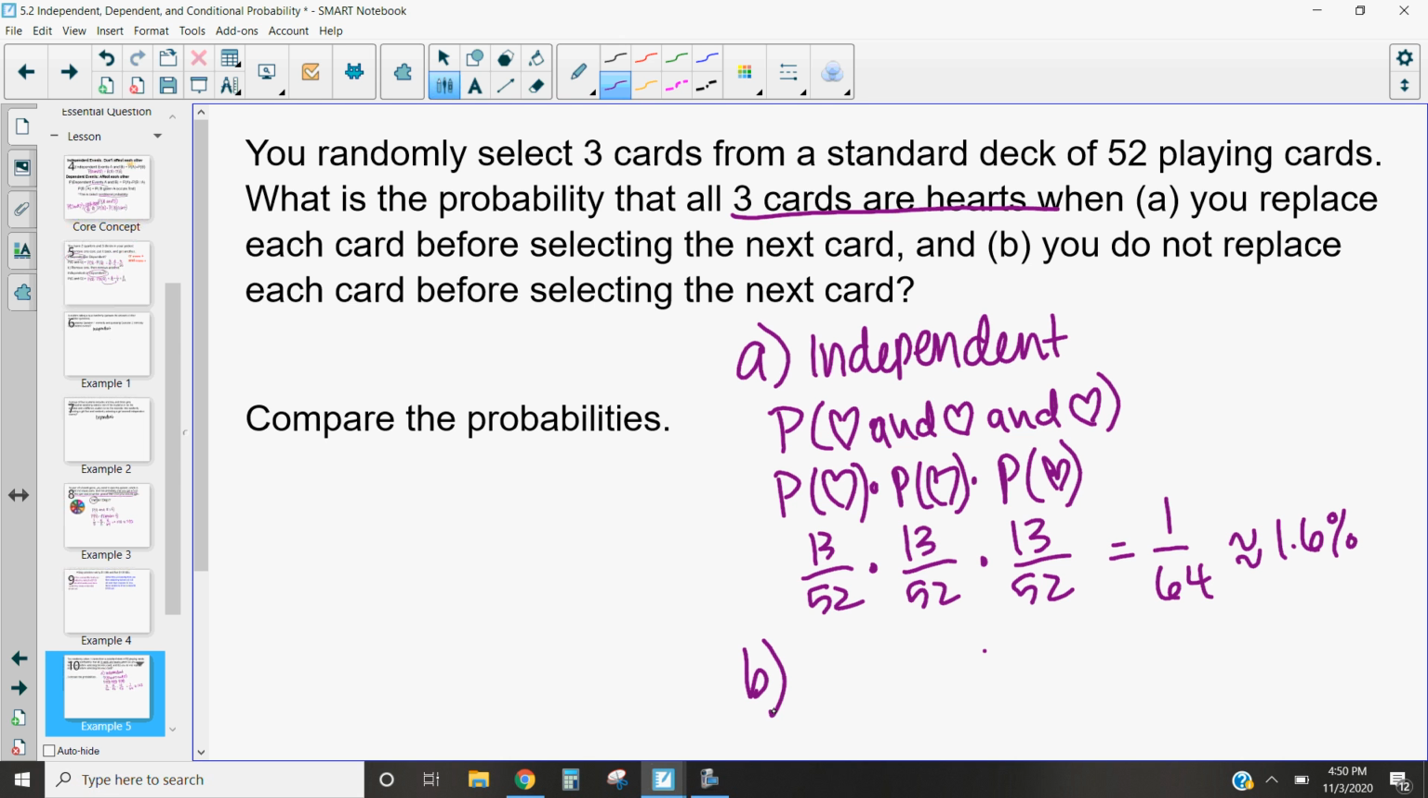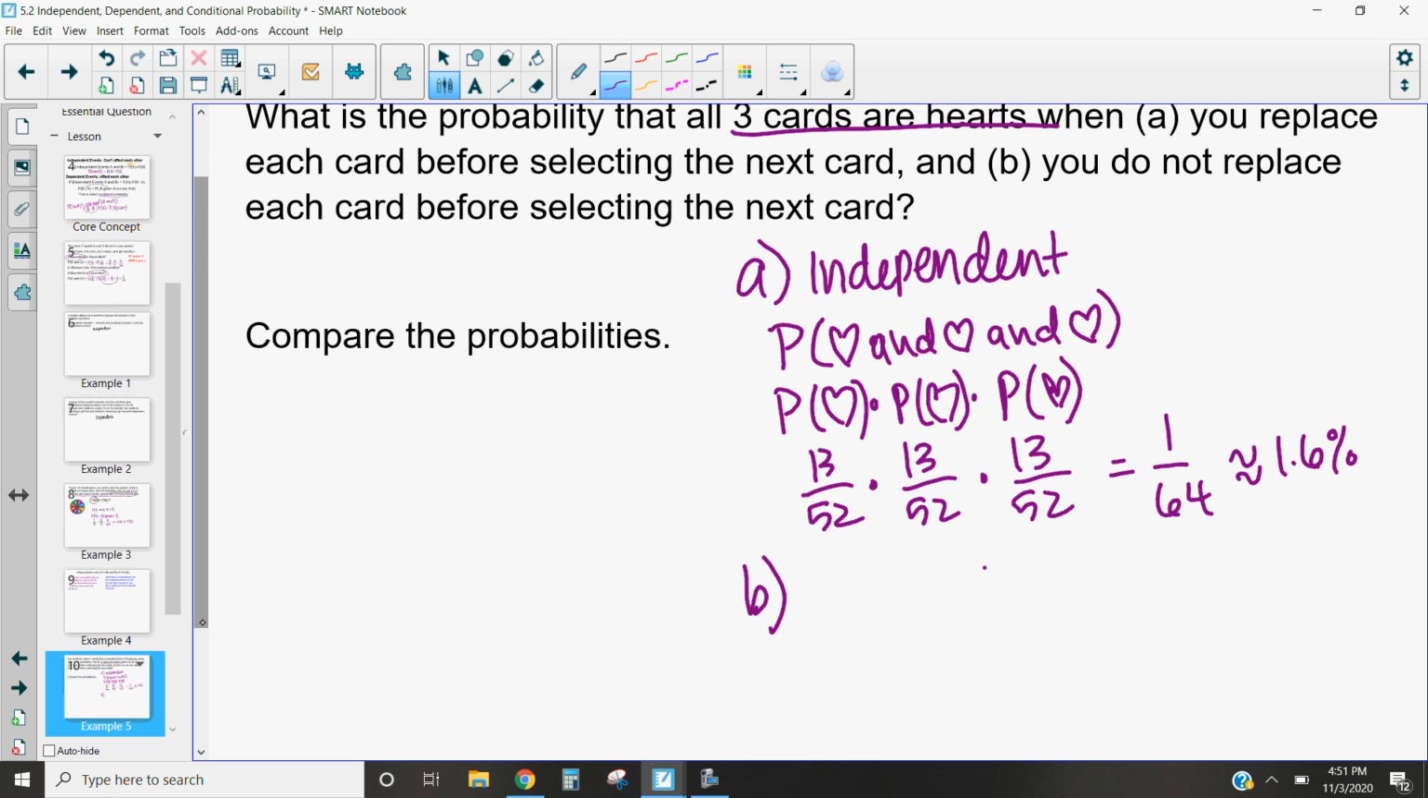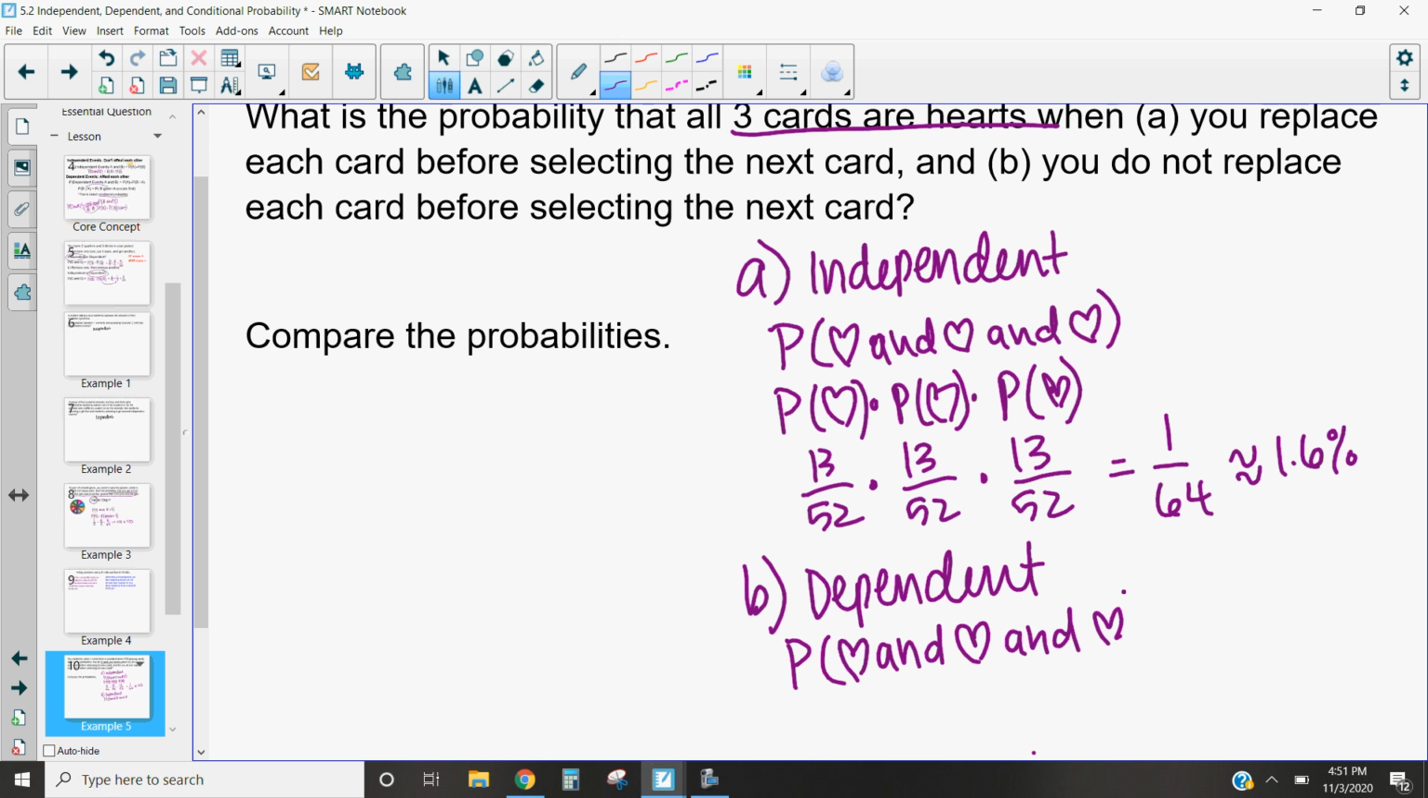Then if we look at our other event, what part B says is, what's the chance of getting 3 cards that are hearts when we don't replace it? Now, if we don't replace it, that means they affect each other. So this is actually going to be a dependent problem. And this dependent problem means that I'm getting the probability of a heart, and then another heart, and then another heart. The only difference is that now I'm looking at the probability of getting a heart times the probability of getting a heart given I got a heart last time, times the probability of getting a heart given that I got a heart the time before.